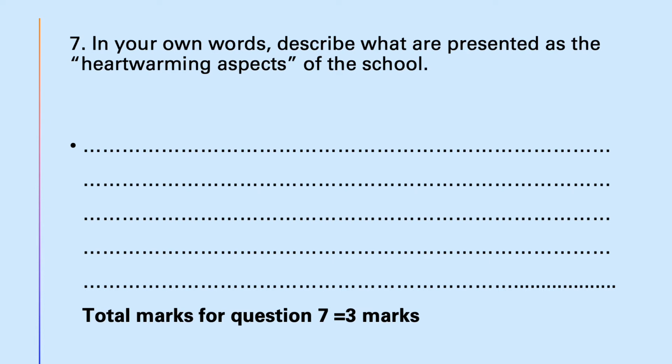Question number 7. In your own words, describe what are presented as the heartwarming aspects of the school. There are 5 lines to answer and you are getting 3 marks. So you have to find 3 things and structure your answer by using your own words.